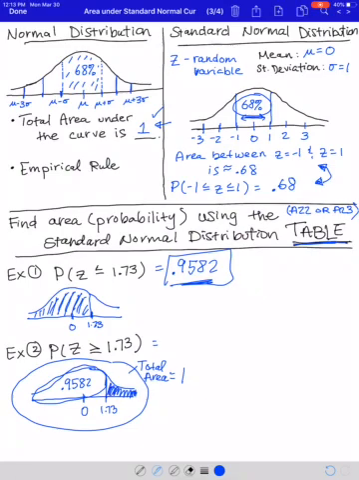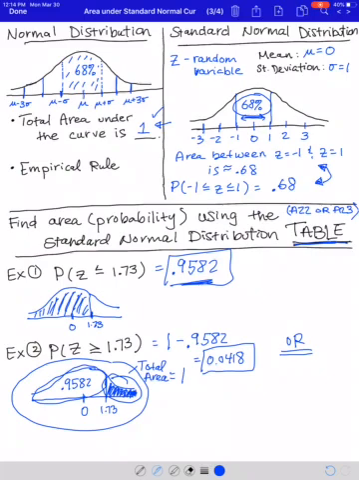And so if we want the area to the right, what I'm going to do is take the total area of 1, and subtract away this area to the left, 0.9582. That's going to leave us with the area that we want. And so we can do this calculation. 1 minus 0.9582 gives us 0.0418. There we go.